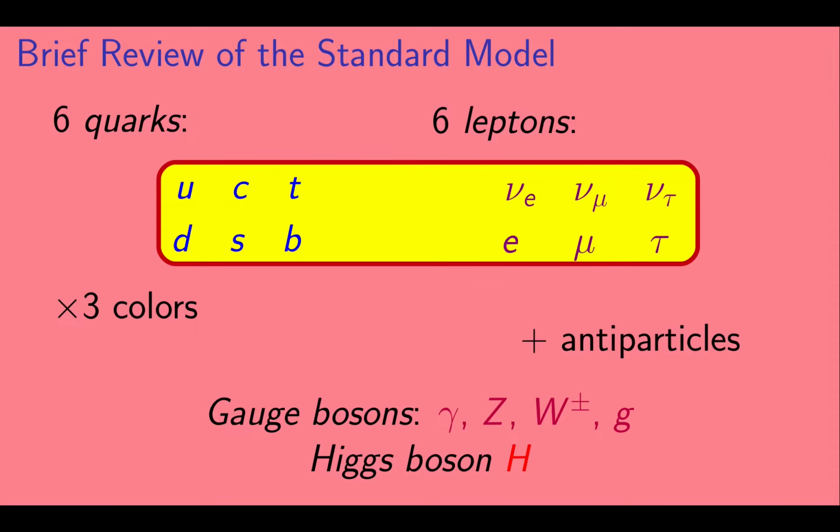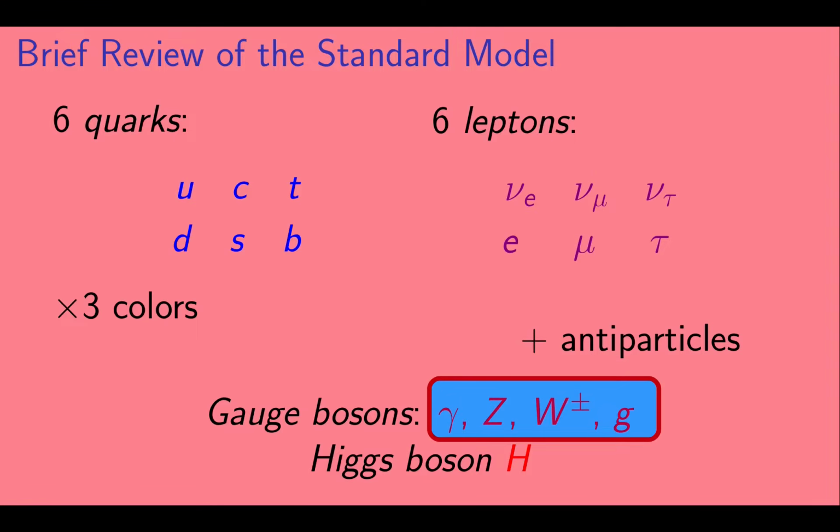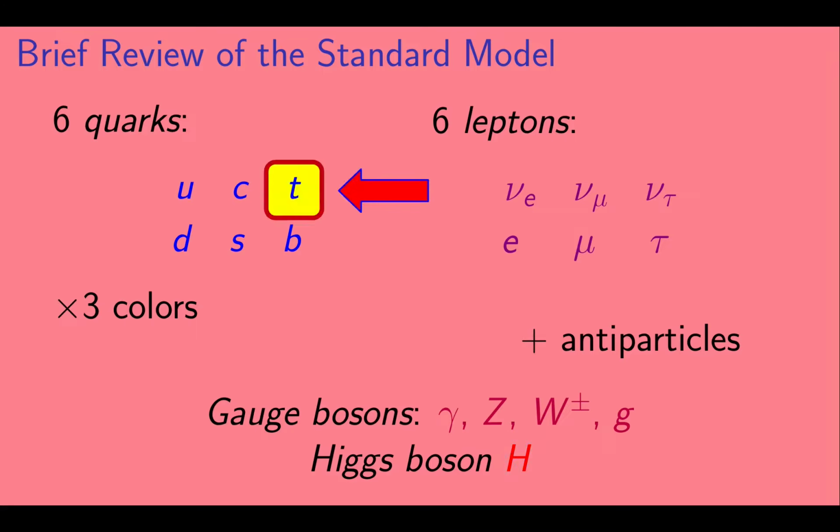The quarks and leptons interact through the electromagnetic and weak and strong forces. These forces are mediated by the gauge bosons. The photon mediates the electromagnetic force, the Z and W bosons mediate the weak force, and the gluons mediate the strong force. Lastly, we have the Higgs boson. The topic of this video is the top quark.